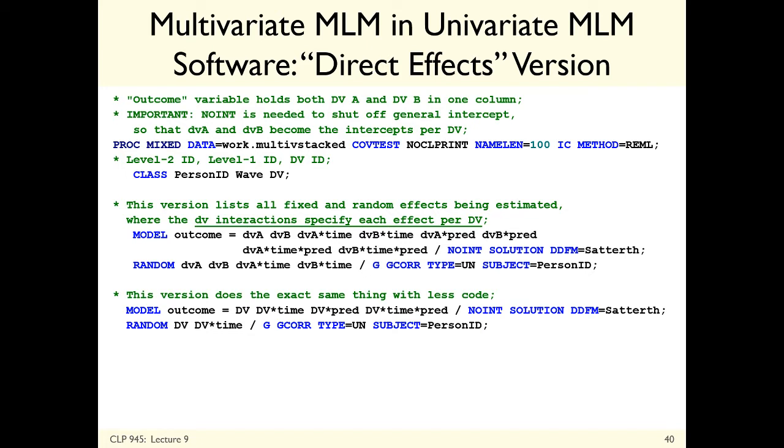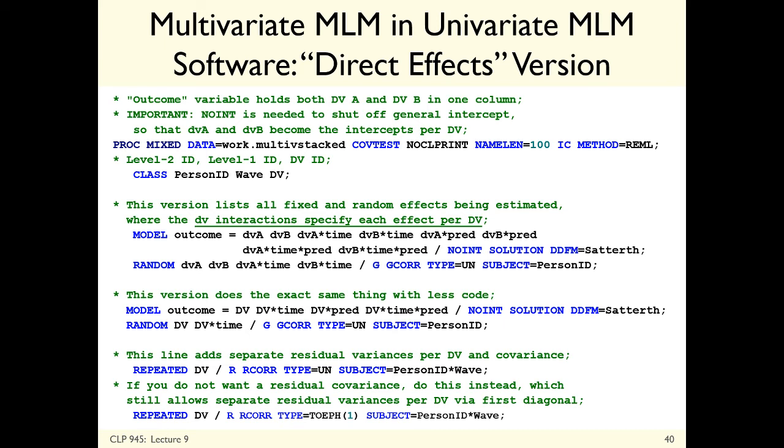The second set here does the exact same thing with less code. Because we put DV on the class statement, it understands that it has two levels. And rather than making it a contrast, because the intercept is gone, it goes ahead and uses both levels. So when I say DV, I'm going to get on my output a line for A and a line for B, because it understands that it's a class variable. Likewise, I can specify it with time and predictor. So this does the same thing, just less transparently.